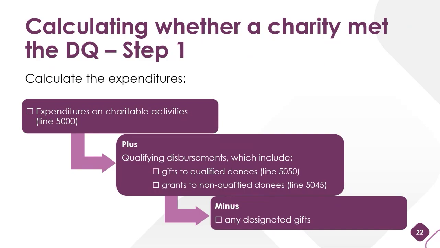Begin by identifying the expenditures on charitable activities, line 5000. You then add the qualifying disbursements, which include gifts to qualified donees, line 5050, grants to non-qualified donees, line 5045, and then subtract any designated gifts. I'll explain designated gifts in the next few slides. You will need to include these calculations in Schedule 8 on lines 845 to 860.